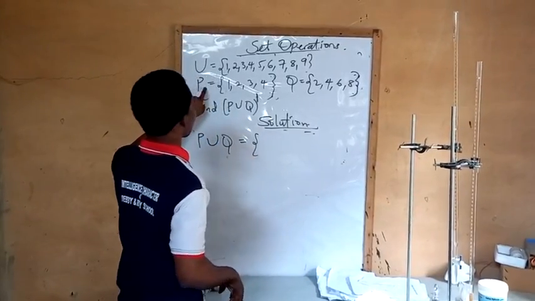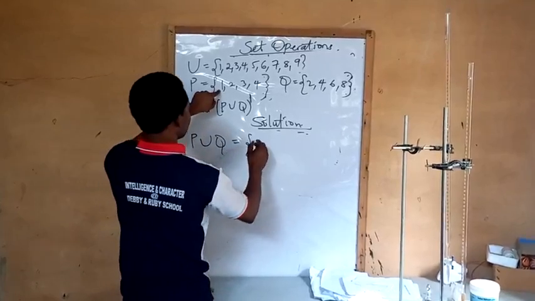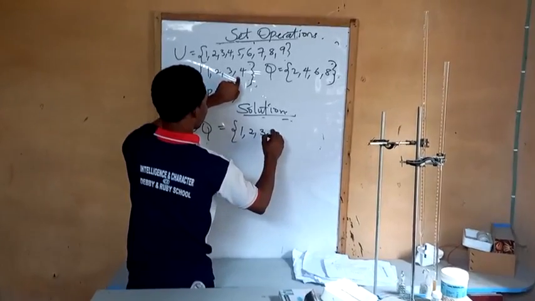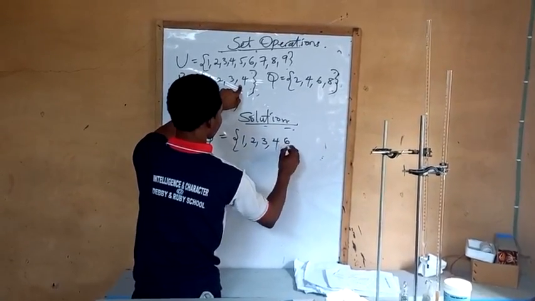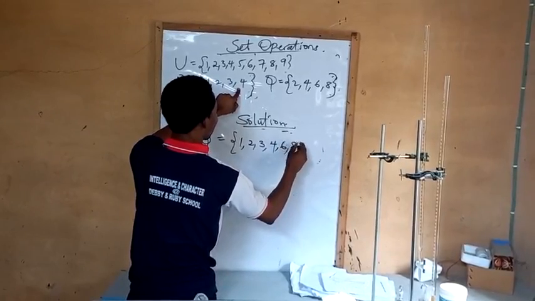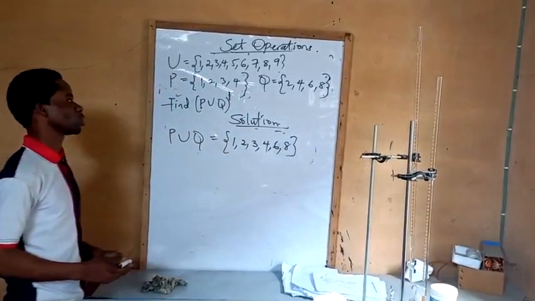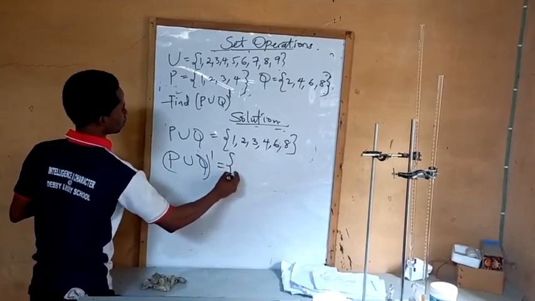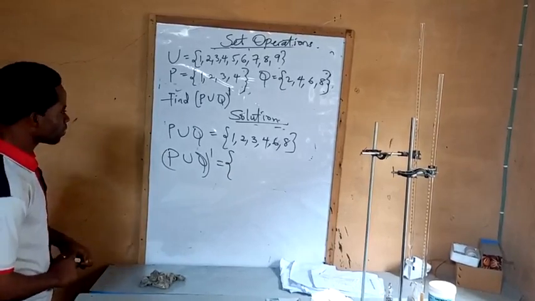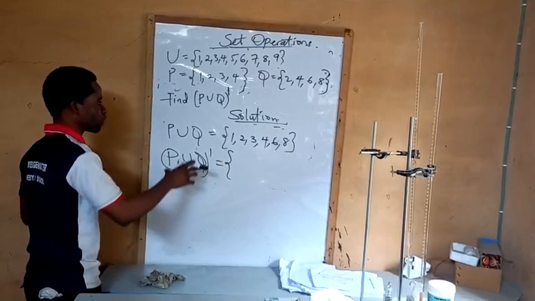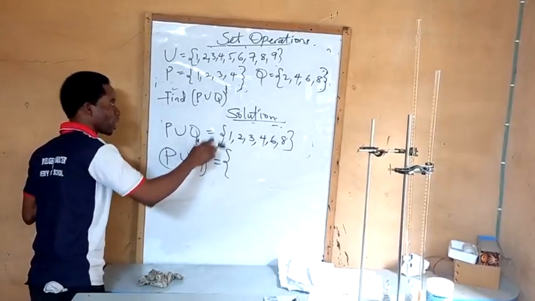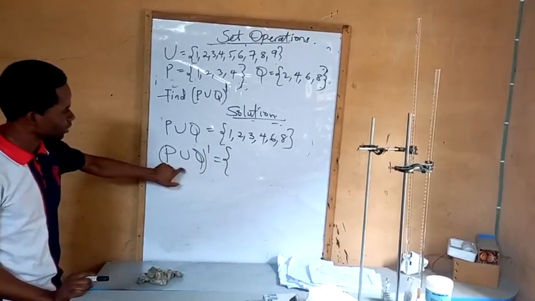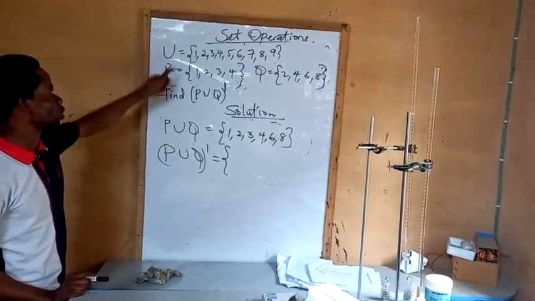This is P and this is Q. So I have 1, 2, 3, 4, and I have 6. Put comma and I have 8. And it's P union Q. But they said P union Q in bracket prime. What does that mean? That means what cannot be found inside P union Q, but can be found in universal. I told you this prime means that it cannot be found in this set, but it will be found inside universal.